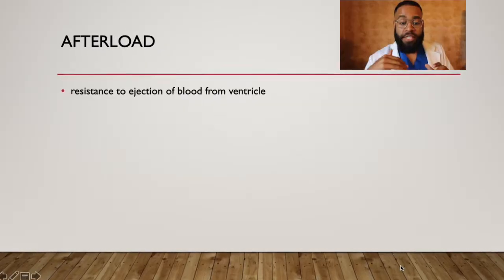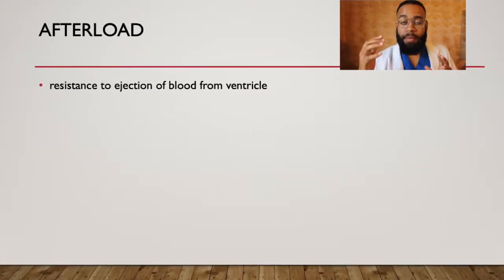And then afterload. So with preload, you're looking at the before, where the fluid is coming from. Afterload is where the fluid is going. If you're looking at your left ventricle, afterload is the resistance to ejection from the blood vessels. So you're looking at your systemic vascular resistance, your SVR. That is all of the pressure from essentially all of your arteries pushing back into your aorta. All that back pressure is your systemic vascular resistance.